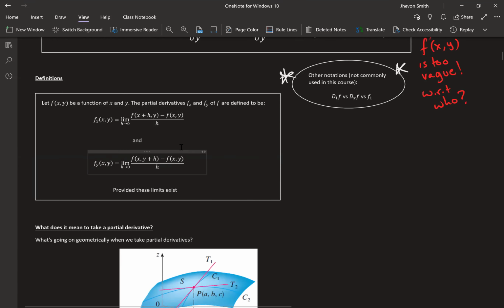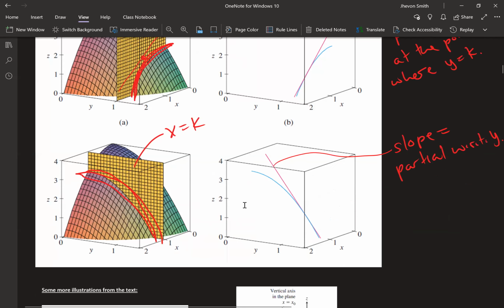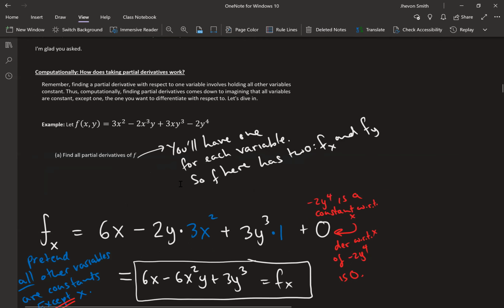This is the limit definition of the partial derivative. You'll notice that for the partial with respect to x, only the x part gets changed by the h, and for the partial with respect to y, only the y part gets changed by the h. Conceptually, this is what's going on, as I mentioned, and we can move on.